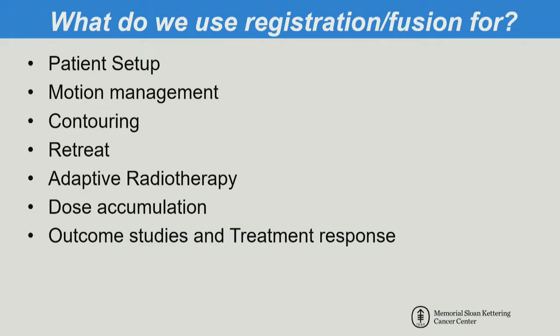So what things besides patient setup do we use registration and fusion for? We use it for motion management, like you've seen today. We use it for contouring. We use it for retreats, which is an increasing trend. Patients come for treatment, they were treated a few months ago, a few years ago, and we really need to see where the patient was treated, see if there's any overlap with the treatment that we are giving today. Of course, adaptive radiotherapy, and then dose accumulation, which eventually might be needed for outcome studies and treatment response.